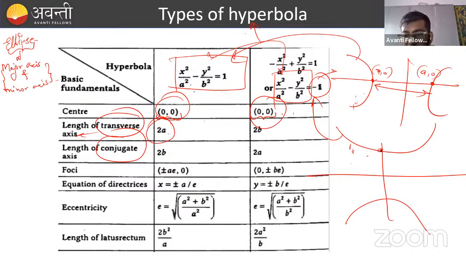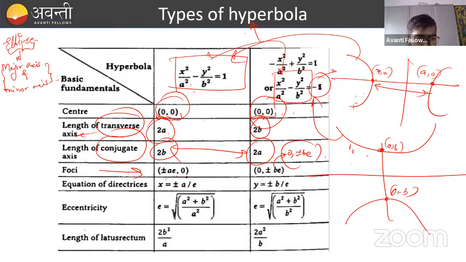Similarly, in this one, this will be 0 comma b, and this will be 0 comma minus b. So the length of transverse axis will come out to be 2b, and the length of conjugate axis is here 2b, and here it is 2a. These things are just to remember. Focus we already discussed, it is plus minus a comma 0, and since x, y and a, b have interchanged, this will become 0 comma plus minus b.